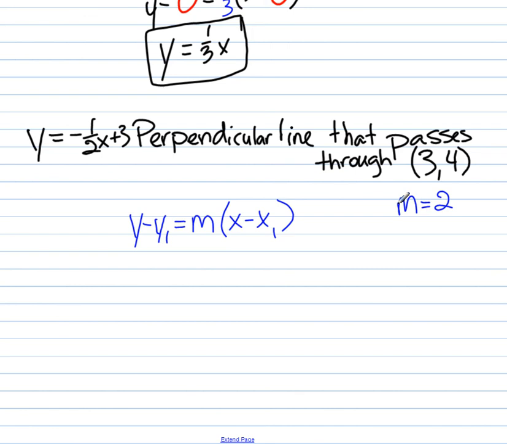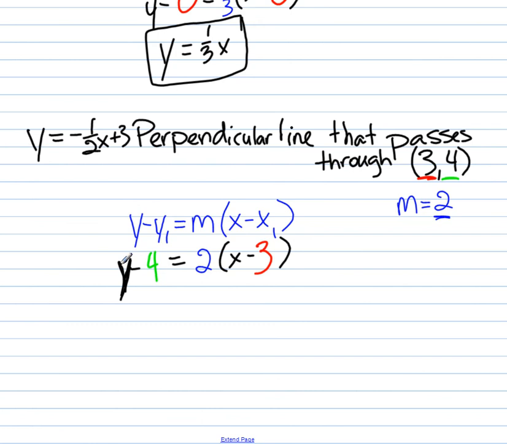Again, since we have 1 point and 1 slope, we can use point-slope form. We substitute in our values. x1 we know is 3. y1 we know is 4. And the slope we know is 2. I don't really see how this is hard since this is all whole numbers, none of which are big.